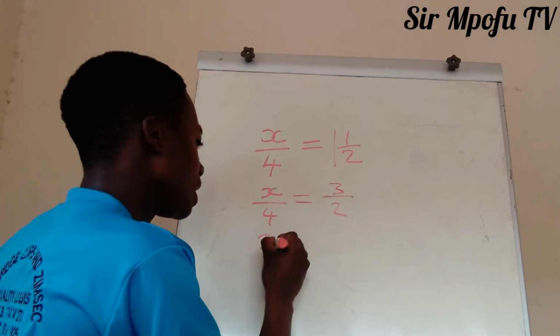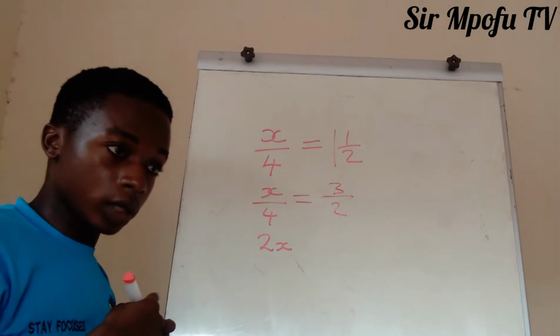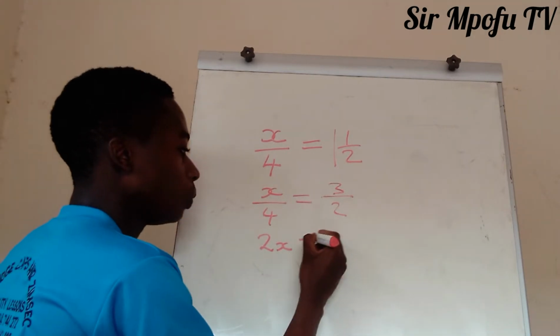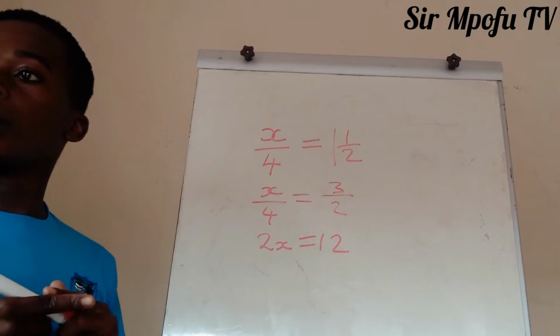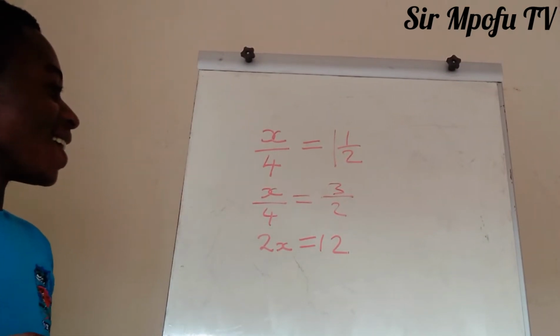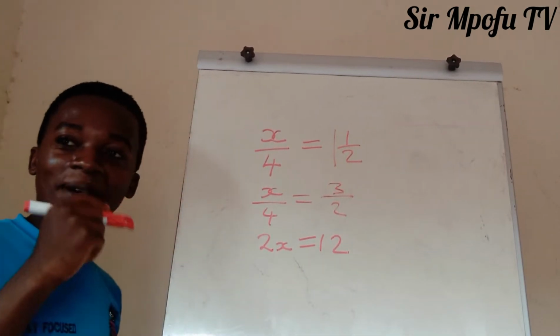Is there anyone who doesn't understand what cross multiplication is? We all know that, right? Now you say 4 times 3, then it will be 12, like this. Then what is the next step? We divide both sides by 2.